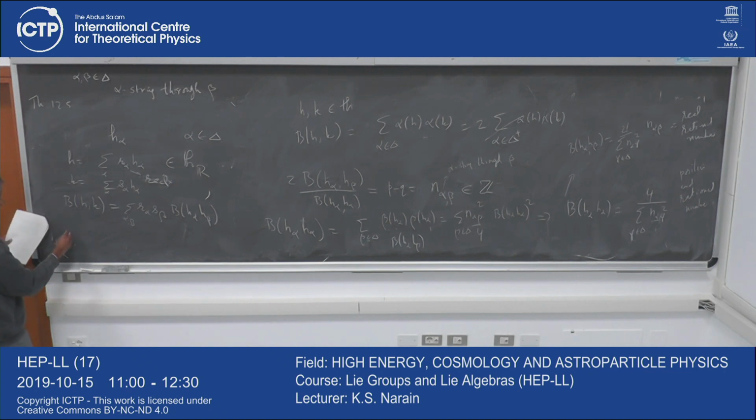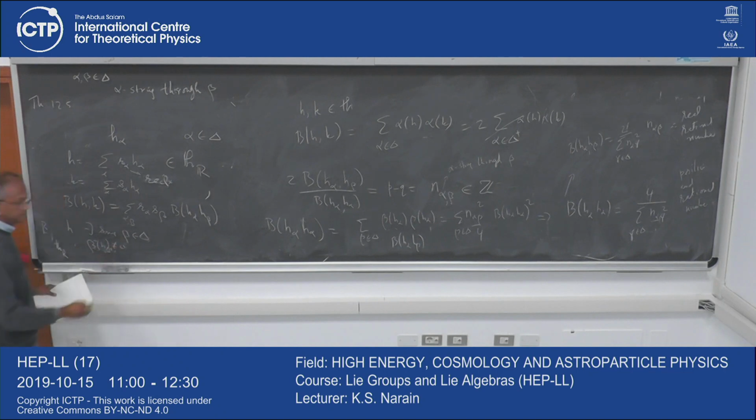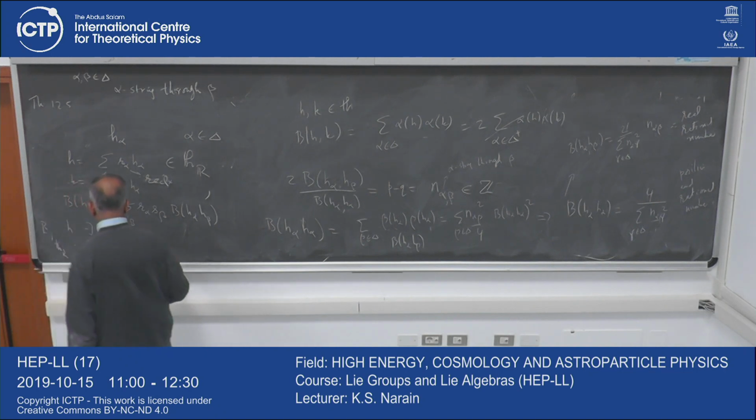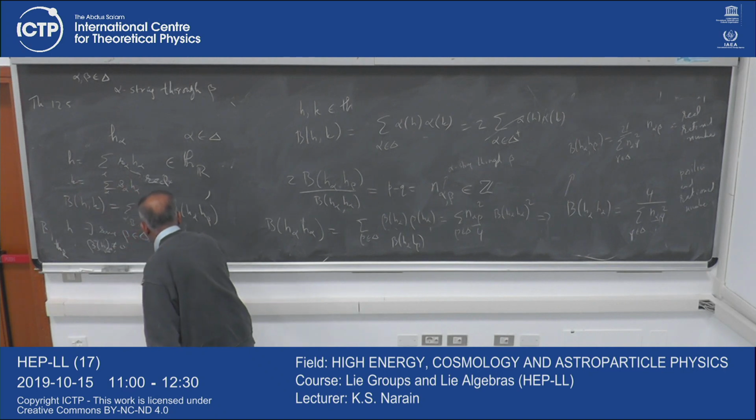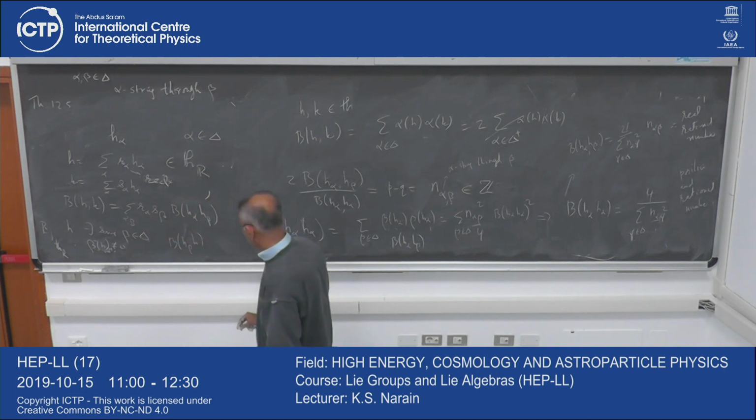Okay, now let's take any H in here. There must exist some beta belonging to delta such that beta of H is not equal to 0. This already follows from the fact that the roots span the dual space, which we have used before. This quantity is nothing else but B of H_beta, H, so this is not 0.